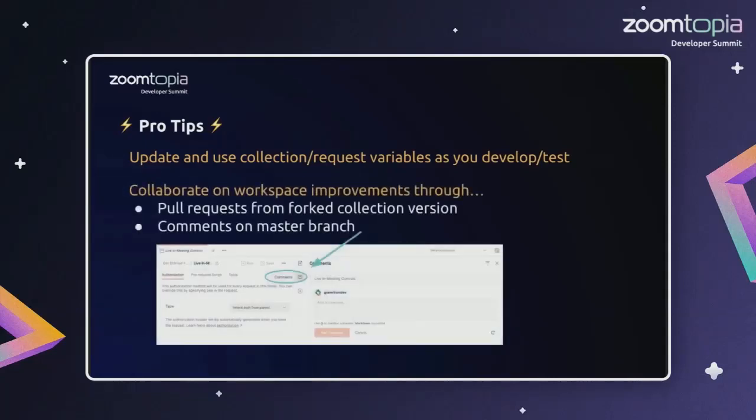Make sure you also use our collaboration features, such as pulling those requests from a forked collection version and commenting on the master branch. You can leave comments when you have a question, you have some feedback, etc. And myself or one of the other developer relations team members will see that and integrate your feedback in our next iteration of the public workspace.